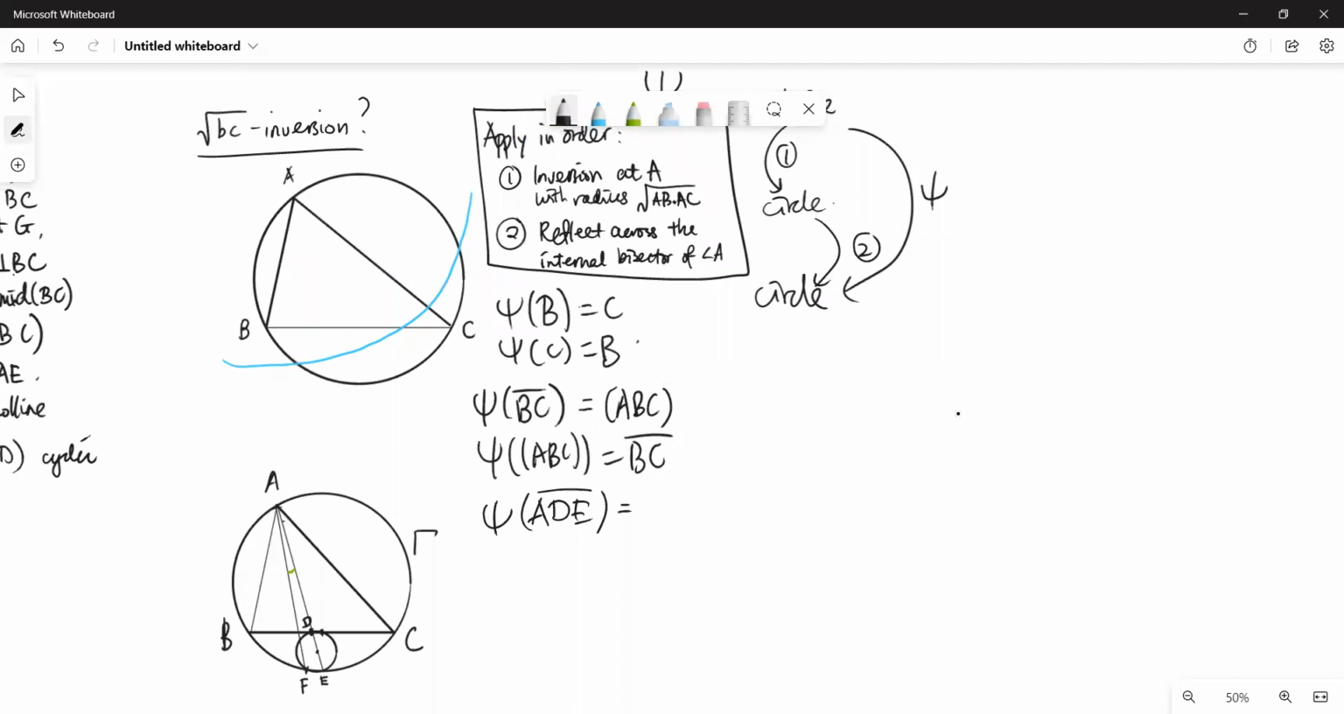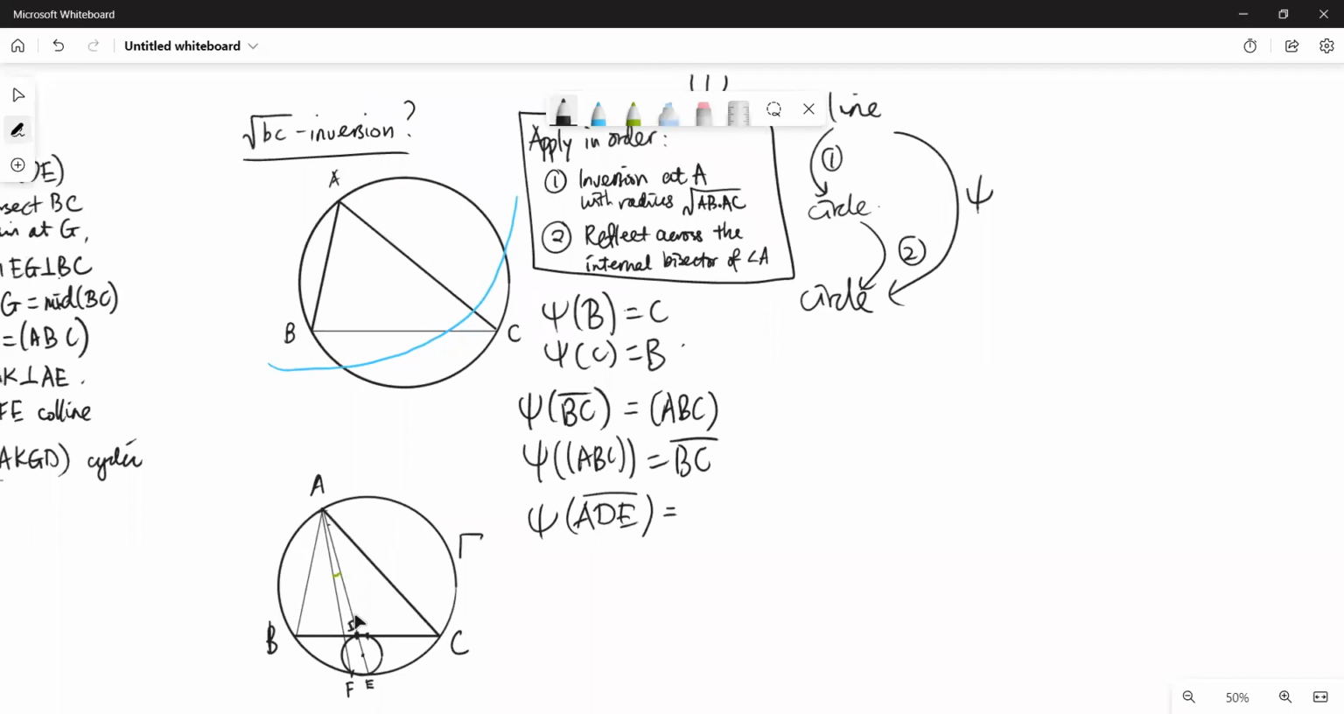D swaps with E. Okay, I was going to use this fact to show you that D swaps with E, but also fine. If you can see why D and E swap, then yeah. Well, it's the same line ADE.